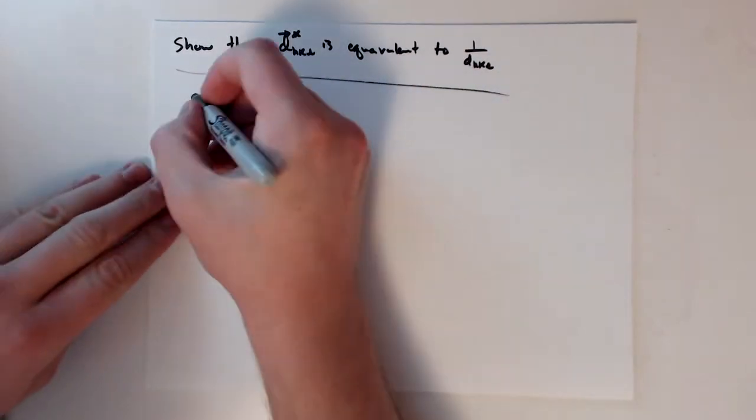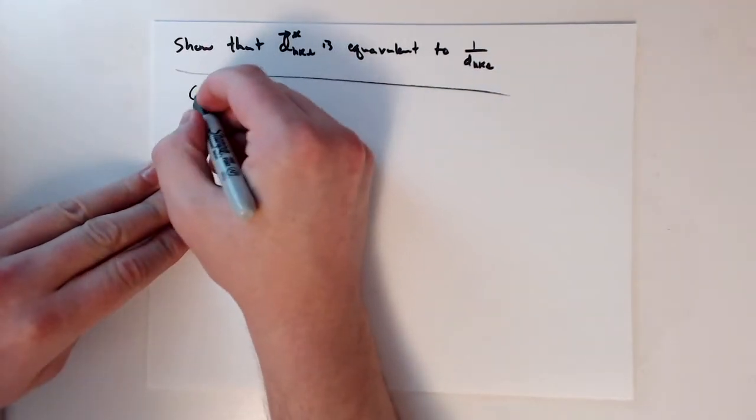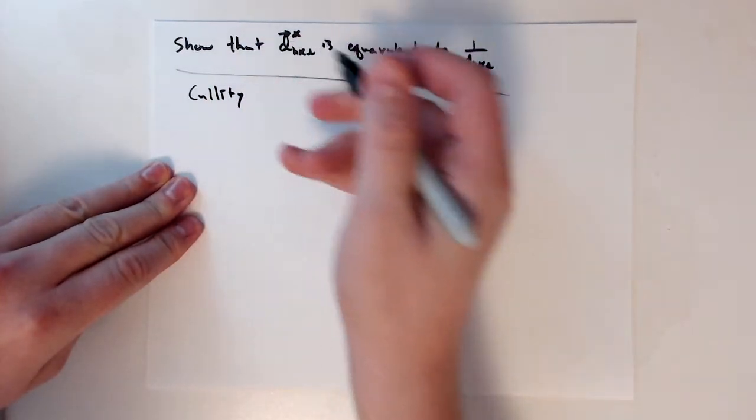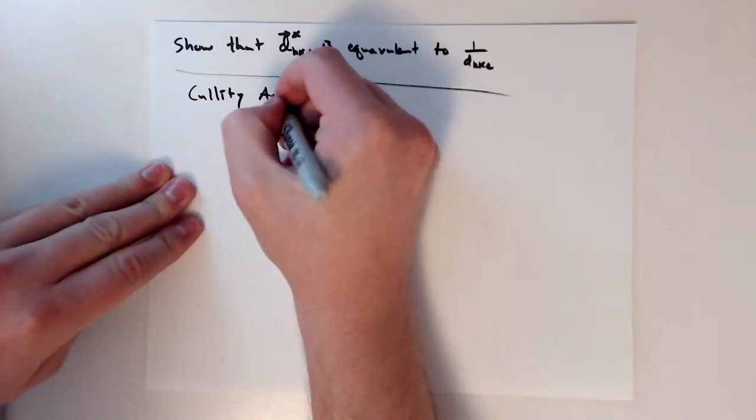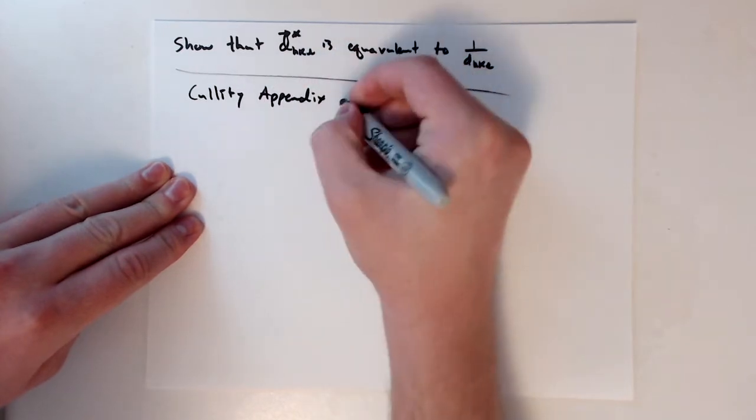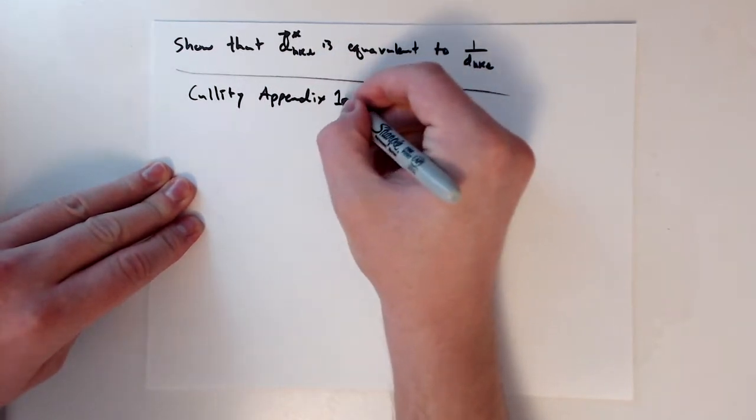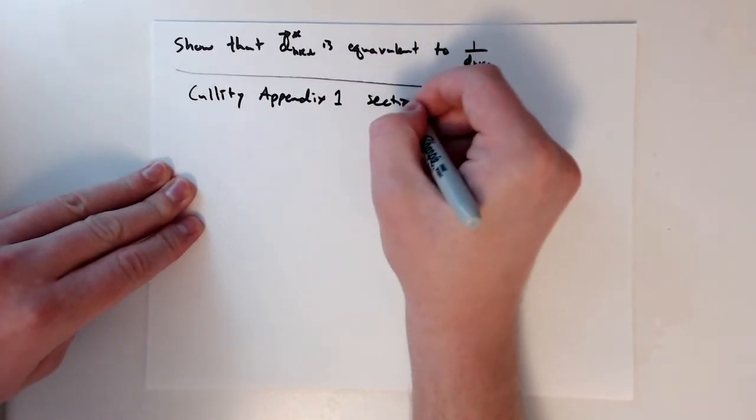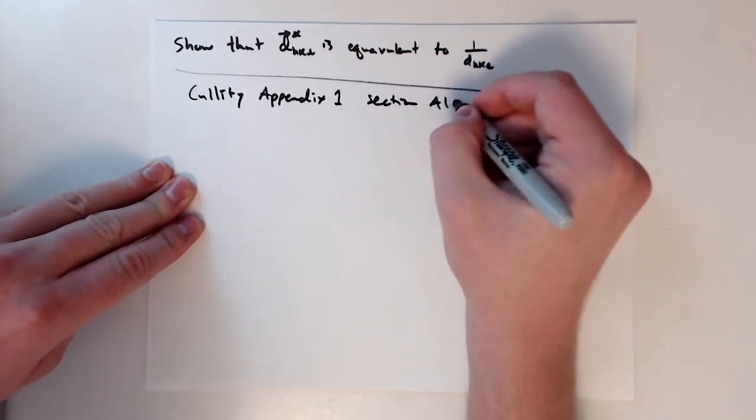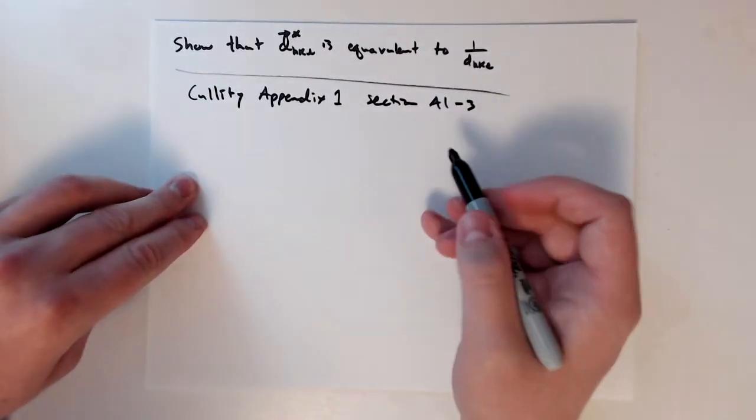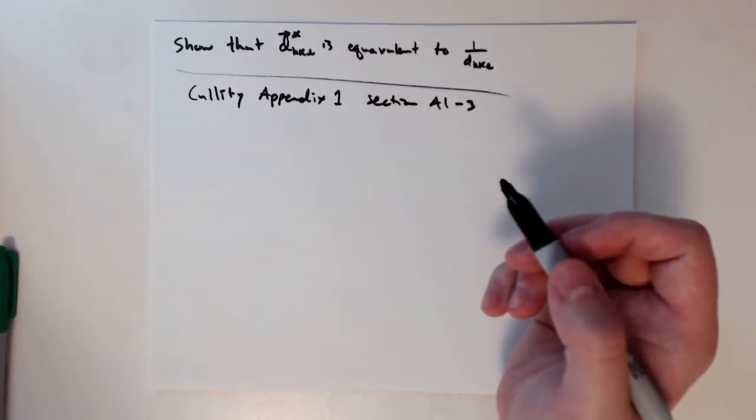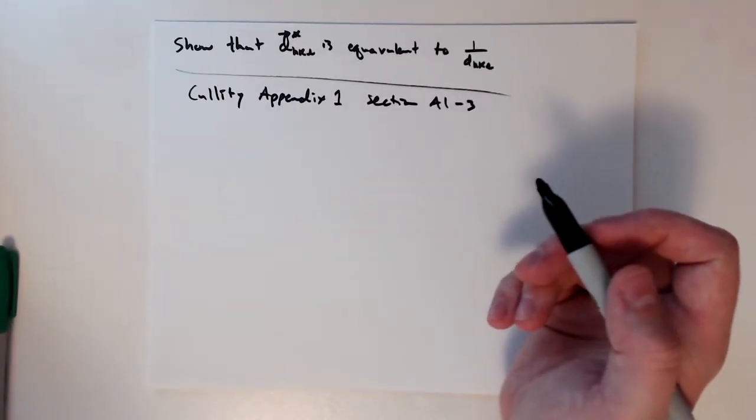And so the proof here that I'm going to show you is from the Cullity book in Appendix 1, and it's section A1-3. So just in case you want to go into it in a little bit more detail.